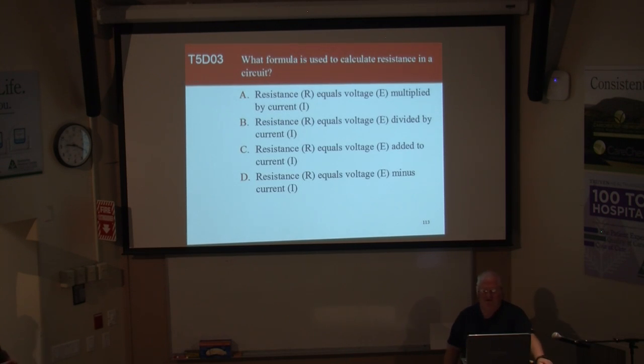What formula is used to calculate resistance in a circuit? Okay, again, remember the pie chart. E is on top. So E over anything on the bottom is a division. Anything on the bottom going across is multiplication. So if they're looking for resistance, which is on the bottom, it means your E is going to be divided by something on the bottom. So your answer is B.